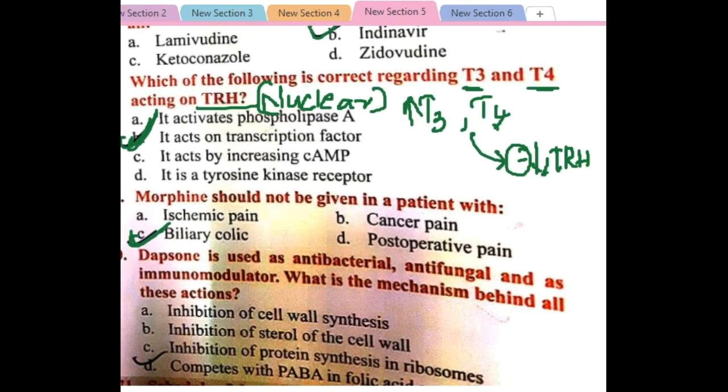Dapsone is used as an antibacterial, antifungal and immunomodulator. Mechanism of action: it competes with para-aminobenzoic acid in folic acid synthesis. Next question.